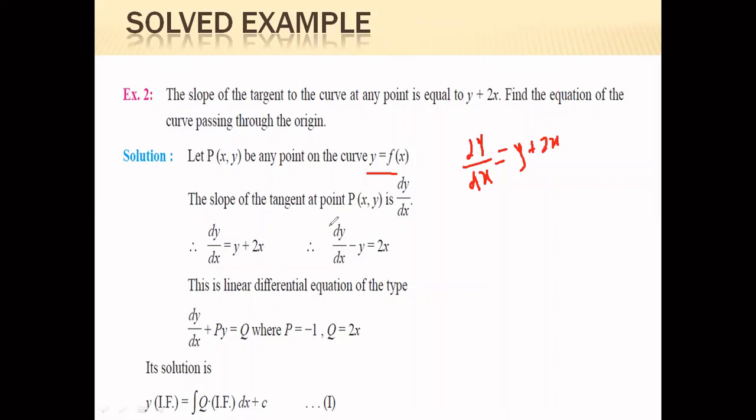Now this is of the form dy by dx plus py is equal to q, which means this is our linear differential equation. So you simply compare this equation with our general equation, where p is equal to minus 1 and q is equal to 2x. Now its solution is obtained by the formula, and this formula is y into IF is equal to integral q into IF dx plus c. Okay, this is the formula.